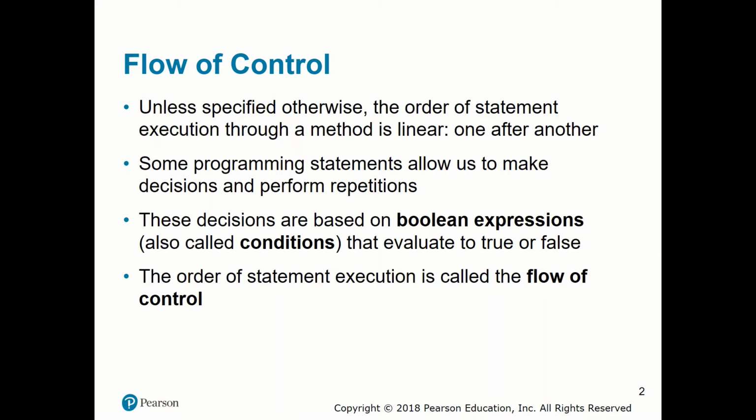Flow of control. Unless specified otherwise, the order of statement execution through a method is linear, one after another. Some programming statements allow us to make decisions and perform repetitions. These decisions are based on Boolean expressions, also called conditions, that evaluate to true or false. So if the condition is true, then go to the next step. And if the condition is false, then skip the next step. The order of statement execution is called the flow of control.